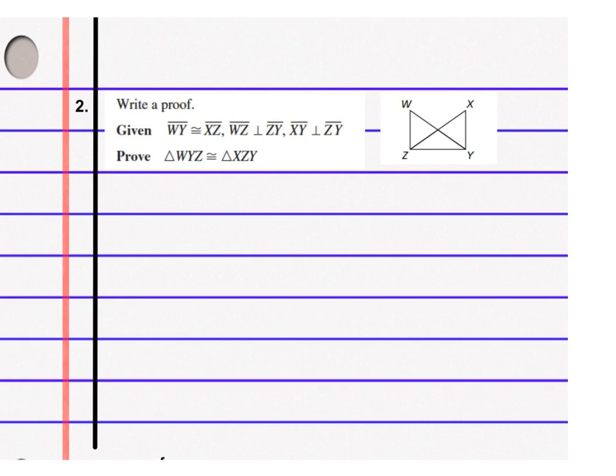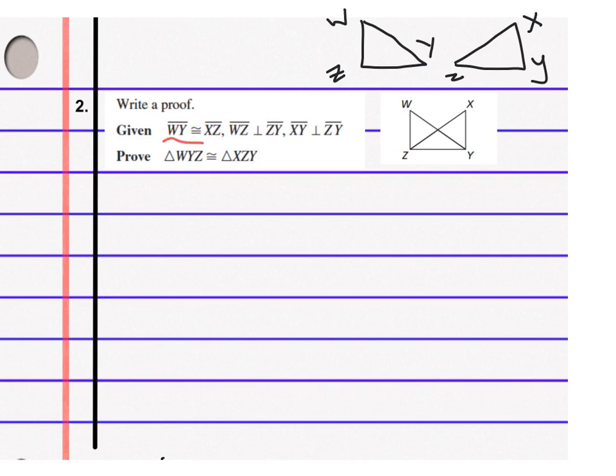Given that WY is congruent to XZ and WZ is perpendicular to ZY. So it may be helpful if we draw these triangles kind of split apart. So WZY and ZXY. Okay, WYZ.